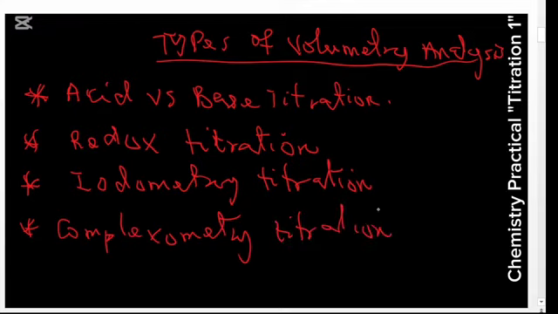Sir, please, can you come again? My network is bad. Okay, I said the types of volumetric analysis we have include the acid-base titration, and that is the commonest. We have the redox titration, that's the reduction oxidation titration. We have the iodometric titration. We have complexometric titration, and so on and so forth. Do you understand what I said?